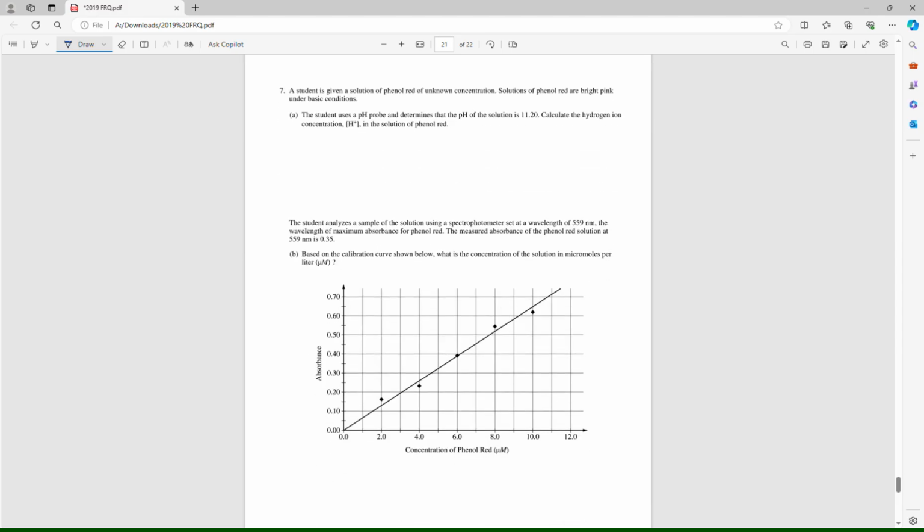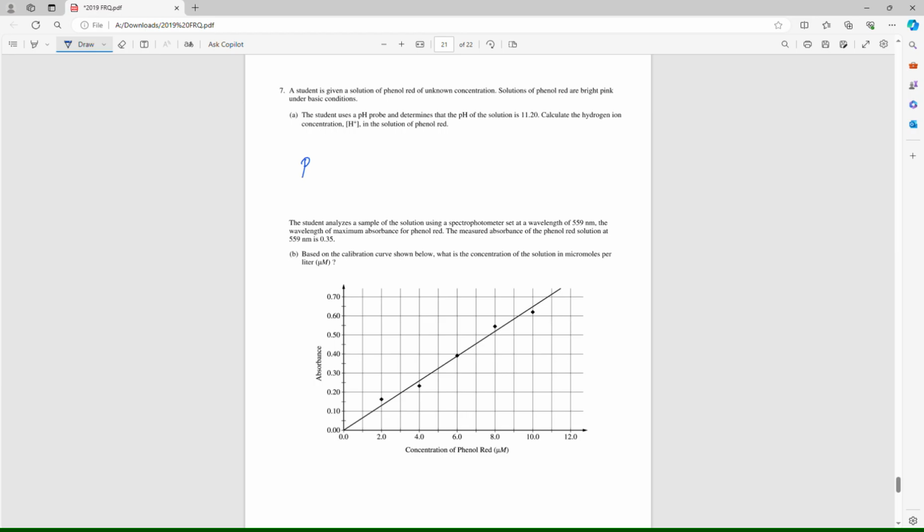7A. A student is given a solution of phenol red of unknown concentration. Fun stuff. The student uses a pH probe and determines the pH is 11.2. Calculate the hydrogen ion concentration in the solution of phenol red.